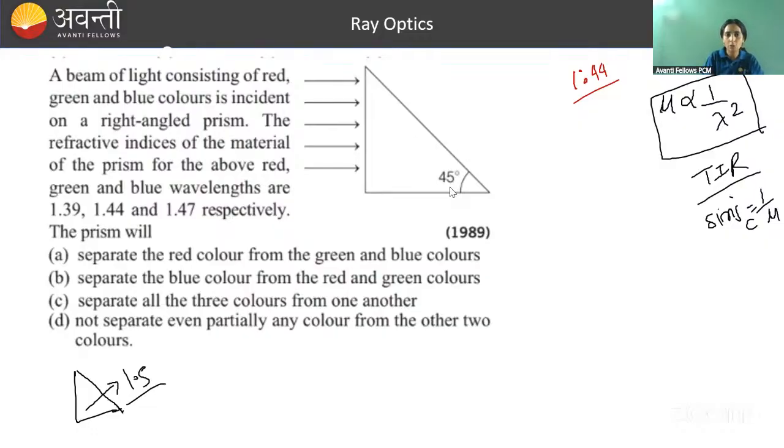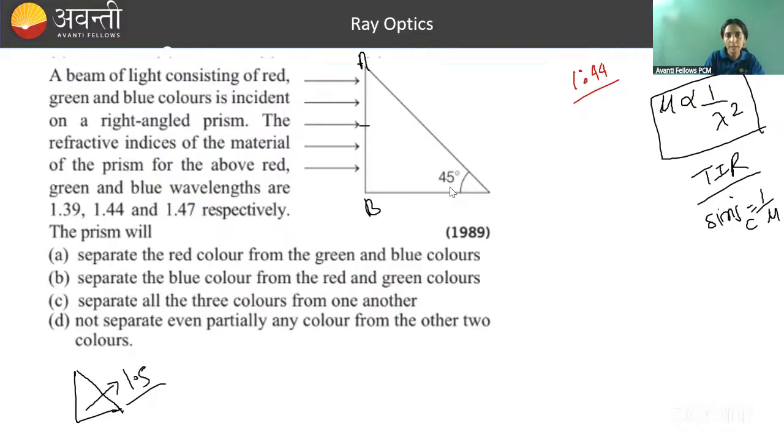So let's talk about the question here. There is a beam of light consisting of red, green, and blue colors, each incident on a right angled prism like this. The refractive indices of the material of the prism for red, green, and blue are given. We have to find how the separation will happen. The incident light is incident normally on the first surface. All colors will go undeviated like this, right? Because there is no refraction happening. So all colors will go straight like this.